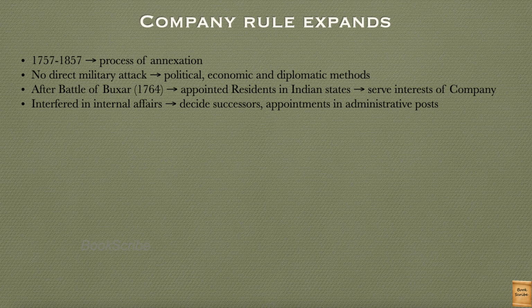For example, they would try to decide who would be the next successor, the king or ruler in a kingdom, and also who would be appointed in administrative posts, for example in finance or even military posts, so that the East India Company could get favorable services. Like that, they tried to interfere in the internal affairs. And one more method they used was the subsidiary alliance, about which we'll see next.